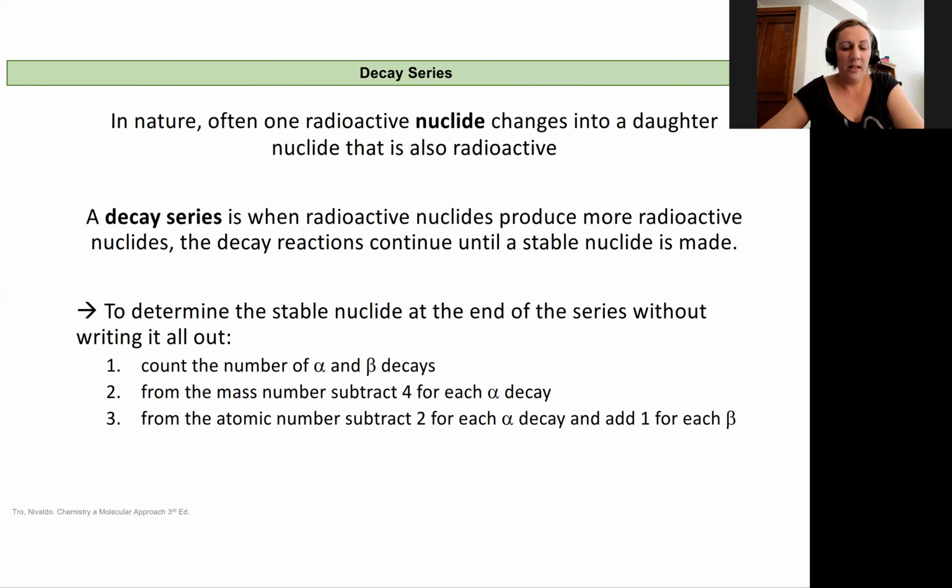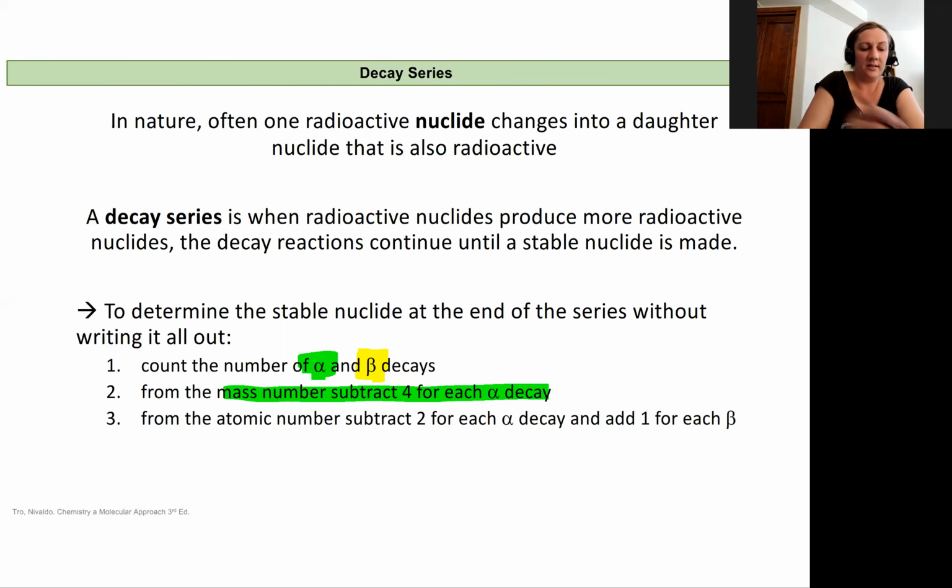To determine what the stable nuclide will be, when you know the series of decays that will occur to reach it, you count up the number of alpha and the number of beta decays in the decay series. Then for the mass number of your new particle, you're going to subtract 4 for every alpha decay that occurs. So this is going to look like your mass number minus 4 times the number of alpha decays, and that'll be your new mass number.